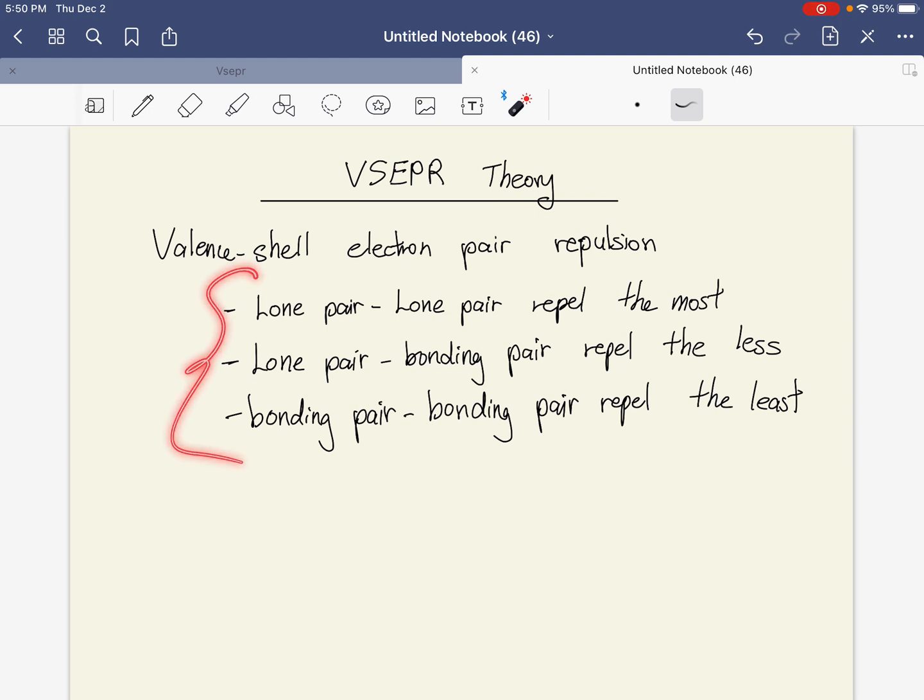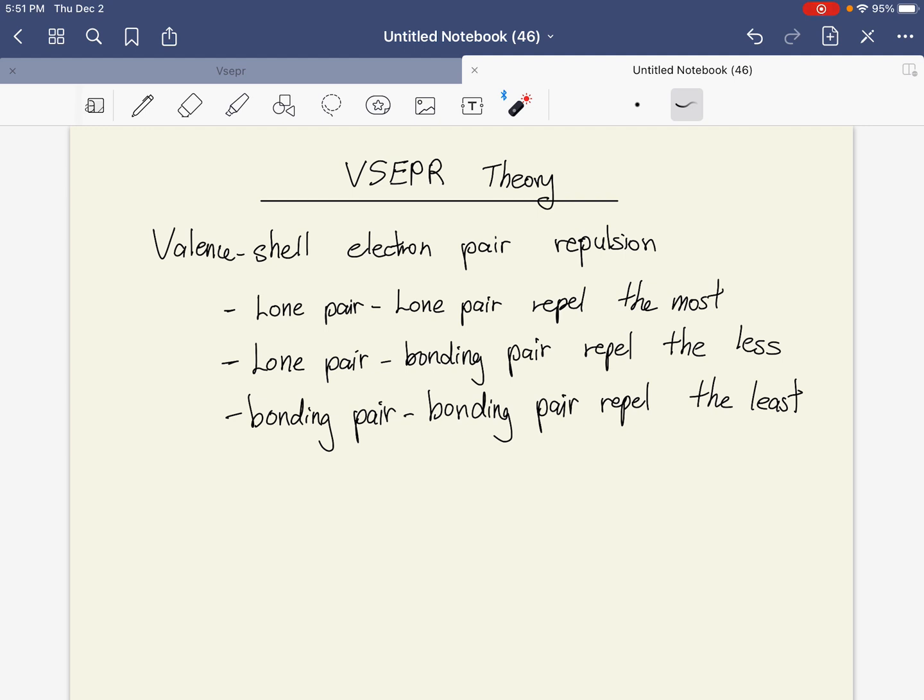Well, it goes by these three simple rules or theory: lone pairs and lone pairs repel the most. So if you have two lone pairs, they're going to try to get away from each other as much as possible. Lone pair and bonding pair. Now, bonding pair means those bonds, those lines, whatever you like to call them, the overlapping of orbitals. But lone pairs and bonding pairs repel less than lone pair and lone pair. And then if you have bonding pair and bonding pair, they repel the least.